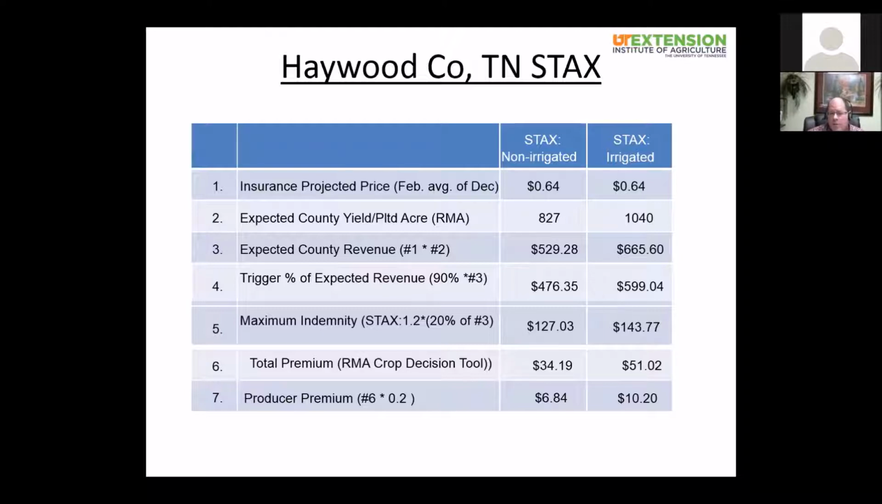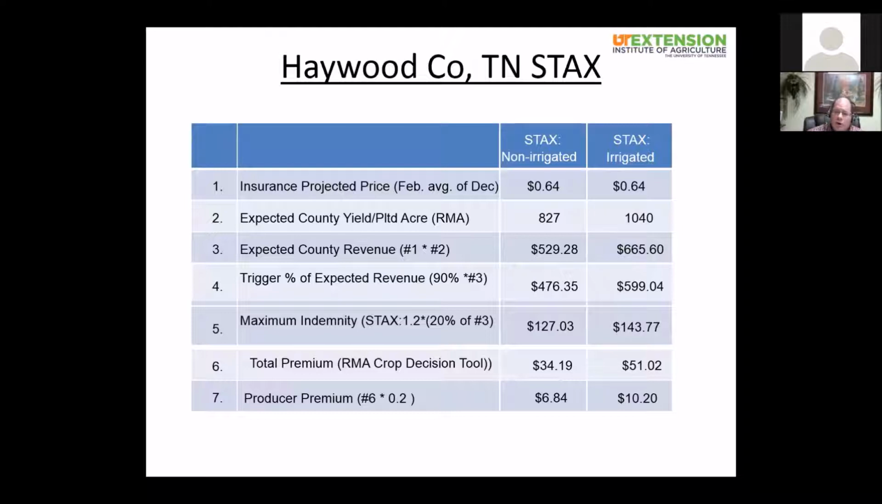Now the premium cost on this, and I pulled this from the RMA crop decision tool. I'll show you some links here in a second on where you can find that information. But the total premium is $34.19, and these premiums are 80% subsidized by USDA. So the producer premium would be $6.84 for this policy, for this non-irrigated policy.